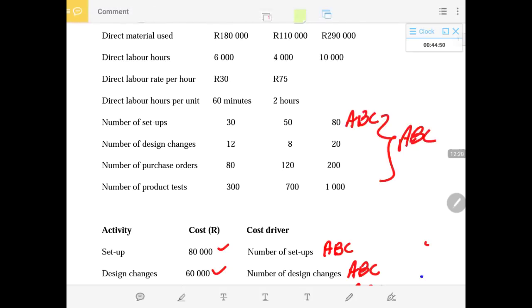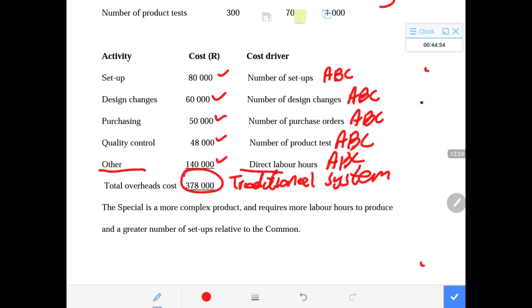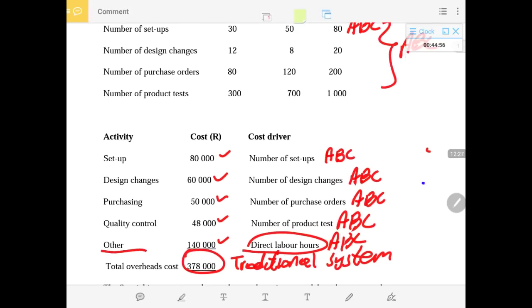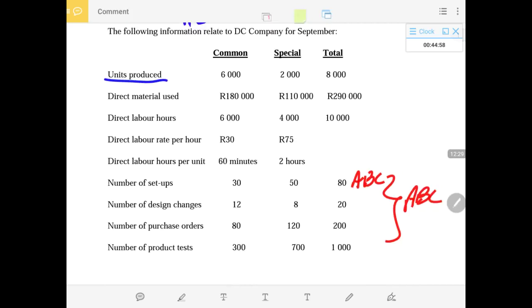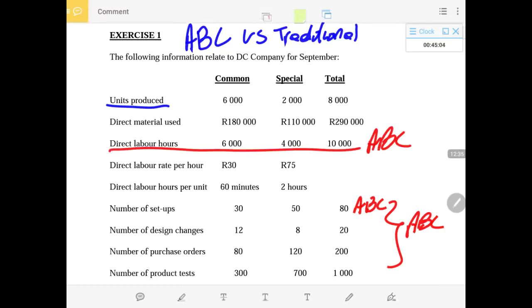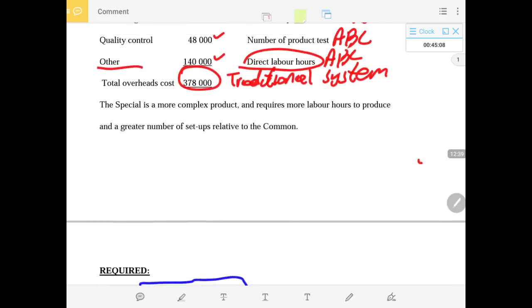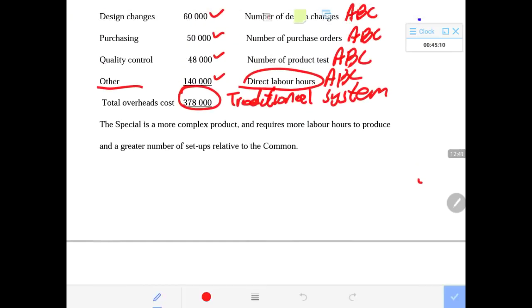Now remember, one of the overheads was based on direct labor hours. Meaning the labor hours will also be used when we are dealing with ABC. So I'll also repeat this when I am responding to the second question. Now let me proceed to the next information.